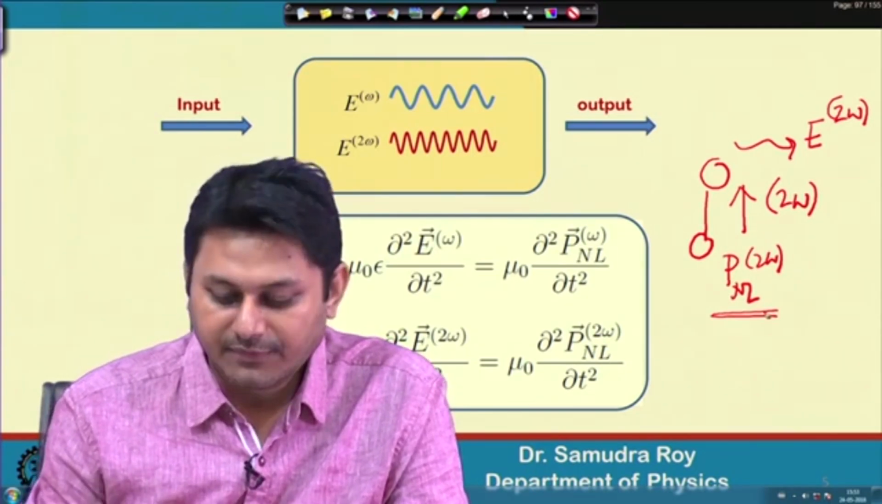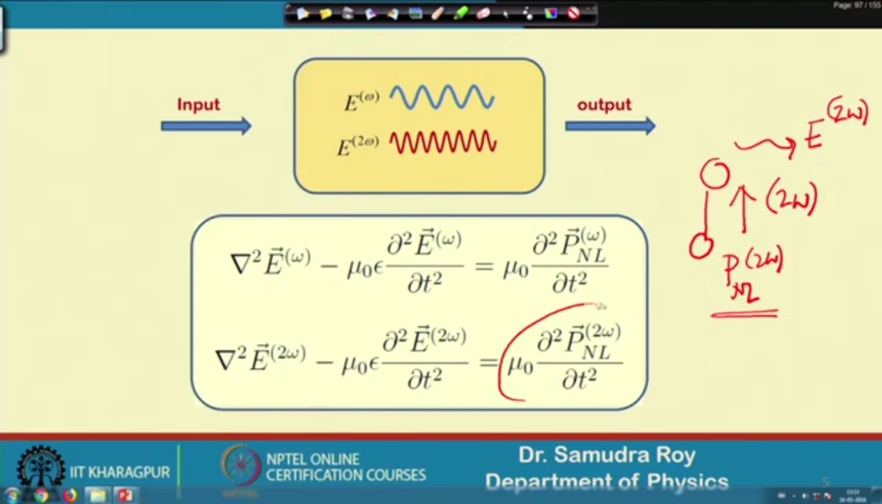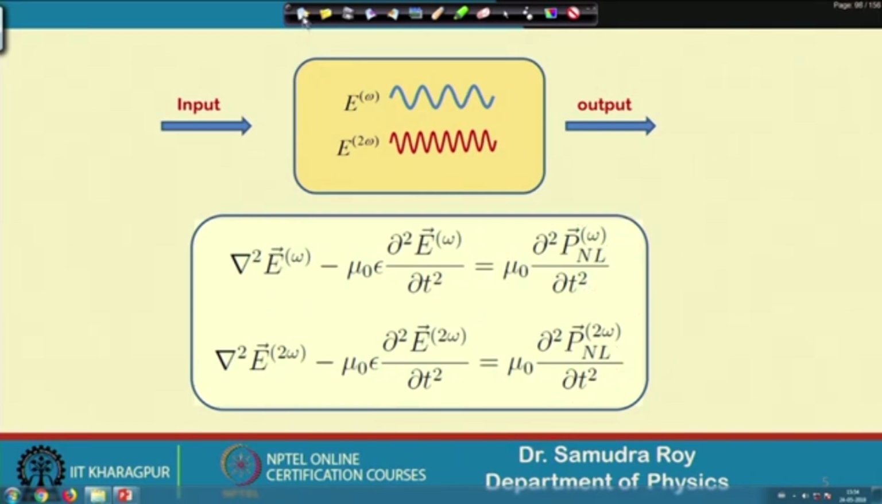Now, if I look at this differential equation, in the source term we have P nonlinear omega and P nonlinear 2 omega, two source terms. This source term is responsible for generating the electric field with omega, and this source term is important for generating the electric field 2 omega. The equation is the same for both cases, only the components are different. So, in the next step, it is very important to find out what this value and this value should be, so that at the end of the day we can solve our Maxwell's equation.